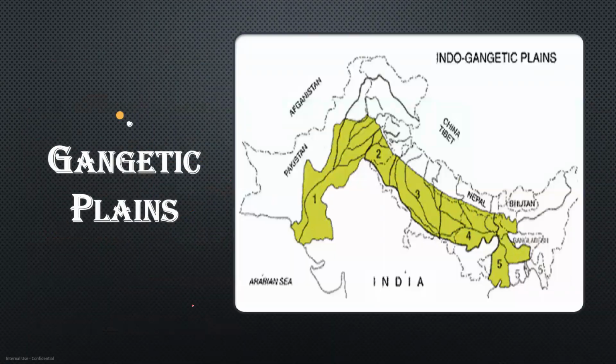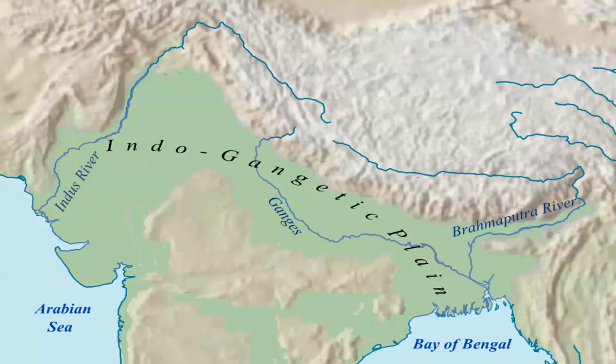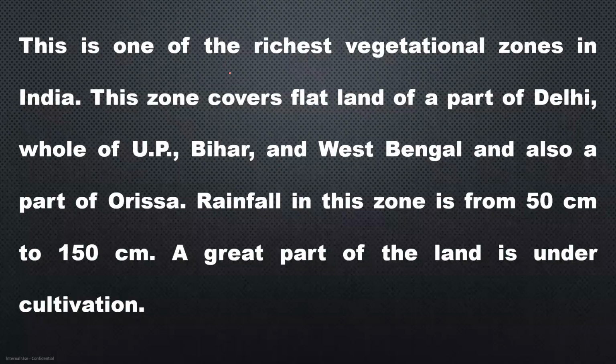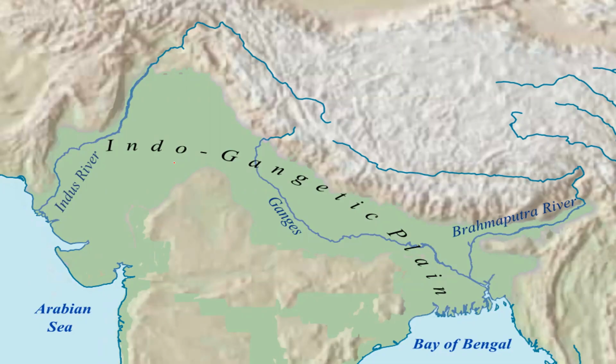Next, we move on to the Gangetic plains. You see, this green colored patch is the Gangetic plain. See nicely. This plain is crisscrossed by mighty rivers like Ganga, Brahmaputra. It is also called Indo-Gangetic plain because Indus is also there, river Indus. This is one of the richest vegetational zones in India. This zone covers flat land of a part of Delhi, whole of UP, entire Uttar Pradesh, this part.